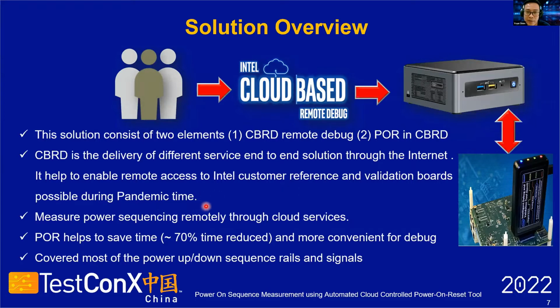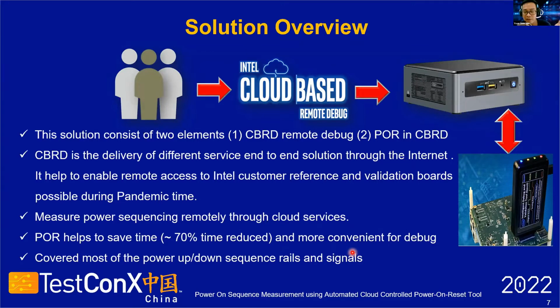Why? It's because during the COVID pandemic, a lot of our users or customers could not travel. They were also forced to work from home. They could not go on site. So the cloud-based remote debug is the best solution to enable our customers, our users, to access the board, system, and platform remotely to continue measuring their power sequencing remotely through the cloud service. Through the remote power on research tools, it can help to save a lot of time and cost. Eventually, we can say it's more convenient for debug activity.